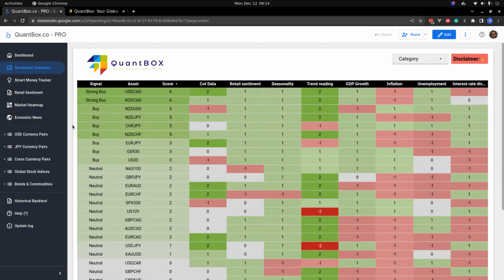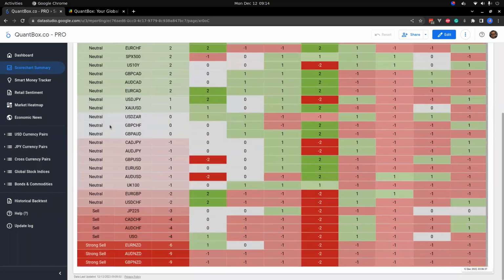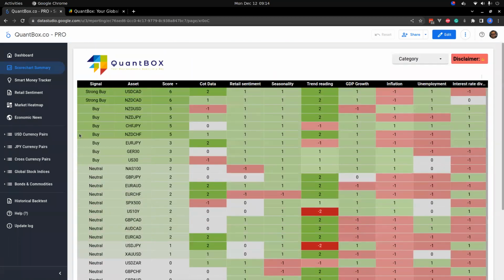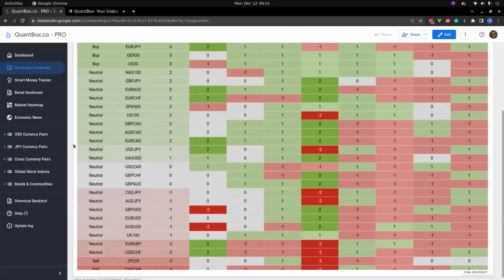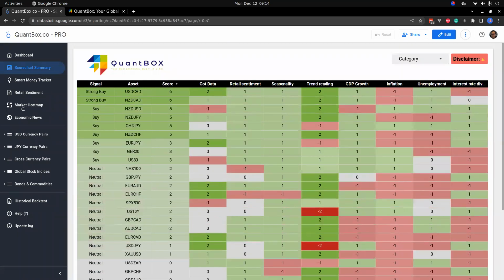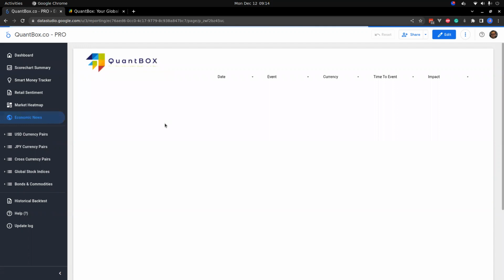Now, as we jump into Quant-in-a-Box, we take a look at a couple of things. The score chart summary is what I pay attention to the most, right? As you can see here, it gives you this beautiful spread of all the scores across all the different asset classes. Okay, we'll take a look at that in a moment. But first, I want to take a look at economic news for the week.